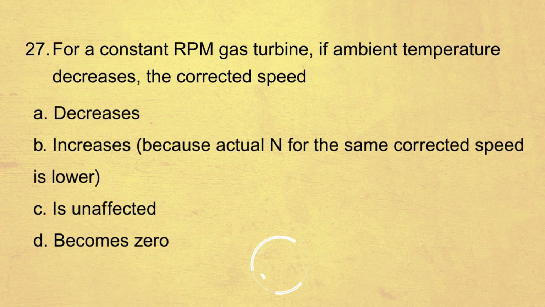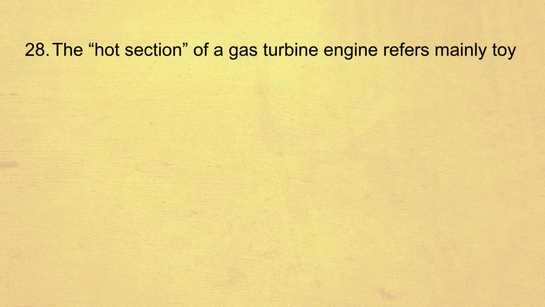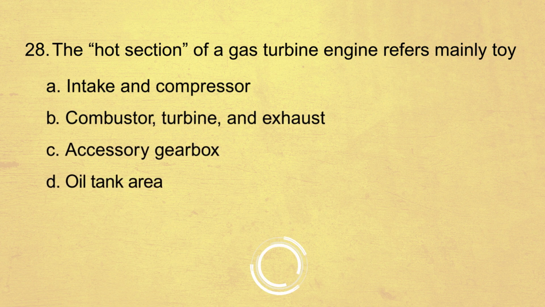For a constant RPM gas turbine, if ambient temperature decreases, the corrected speed increases, because actual N for the same corrected speed is lower. The hot section of a gas turbine engine refers mainly to the combustor, turbine, and exhaust.